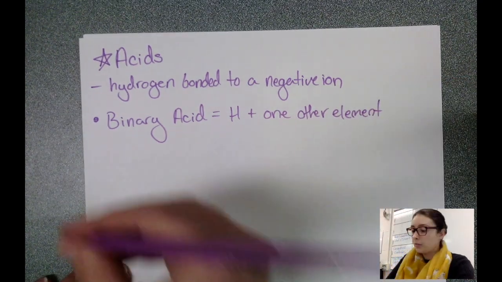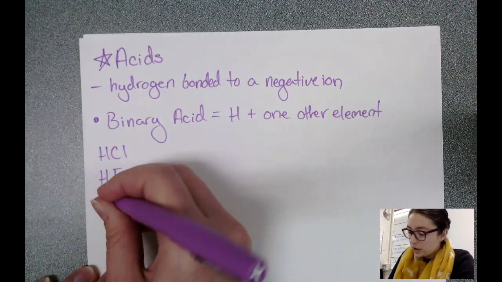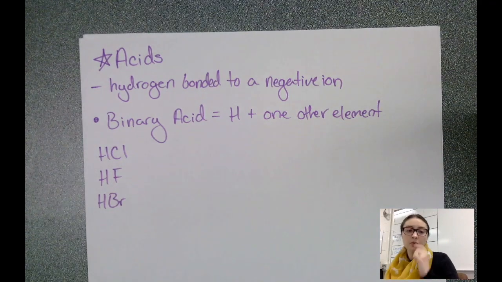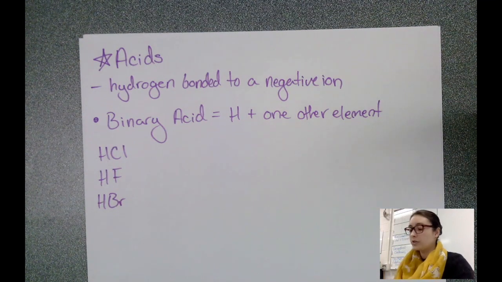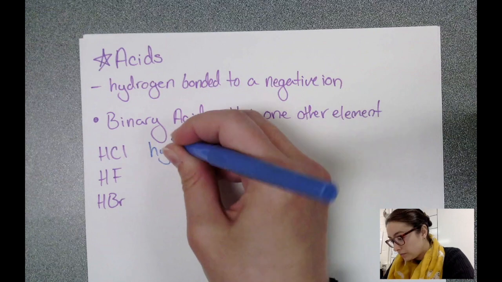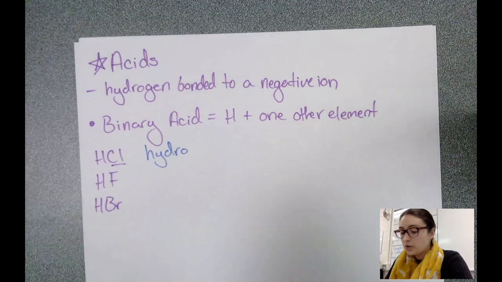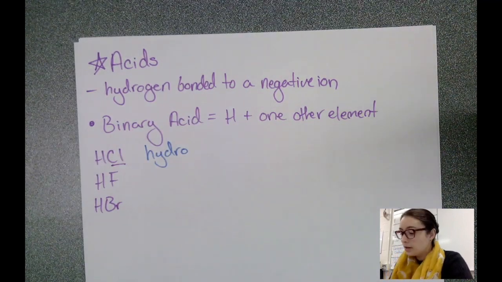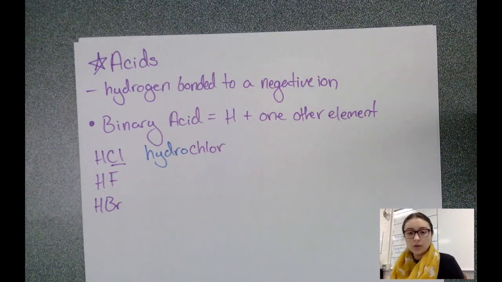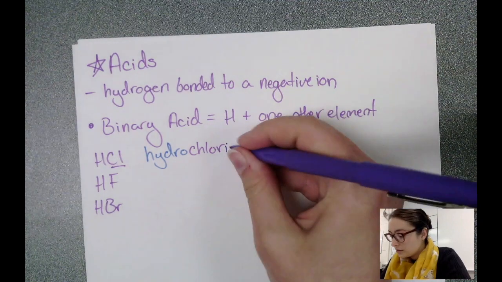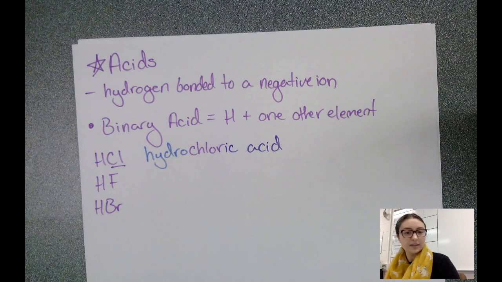So, for example, things like HCl, HF, HBr. So when we go to write the name for a binary acid, it always starts with the same prefix. It always starts with the prefix hydro. Then you're going to include the root name of the anion. So in this case, our anion is chloride. So we're going to include the root chlor. And you're going to end with the suffix IC and add the word acid. So hydrochloric acid is HCl.